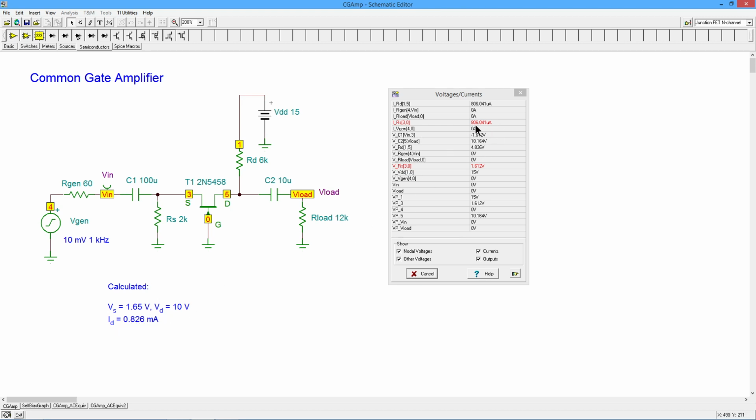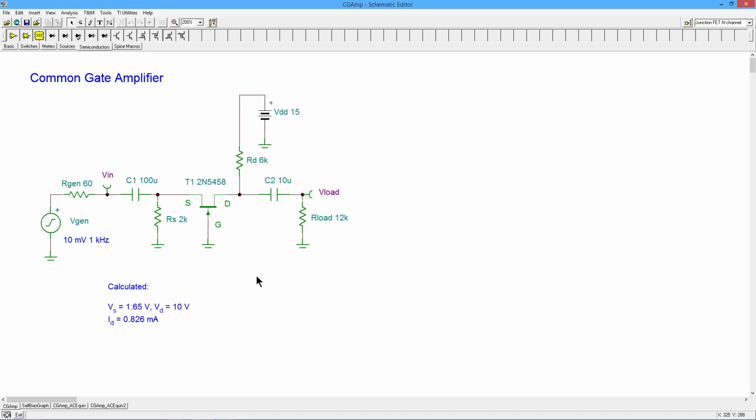We're getting 0.806. All right, well, I'm pretty happy about that. That looks good. I know the DC appears to be operating correctly. So the next thing, the important thing, the thing we're really here for, is the AC equivalent.